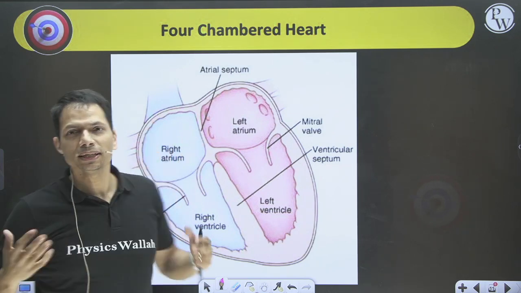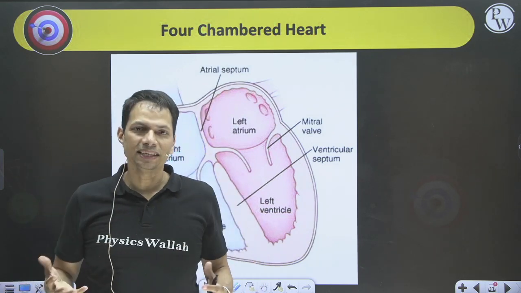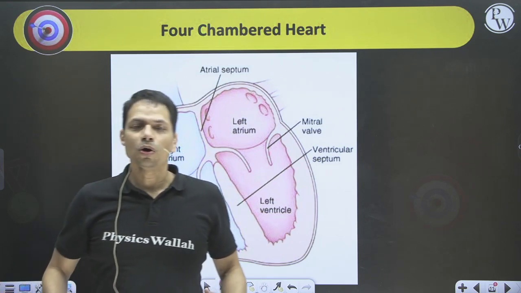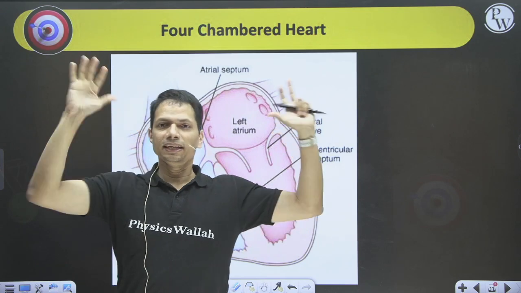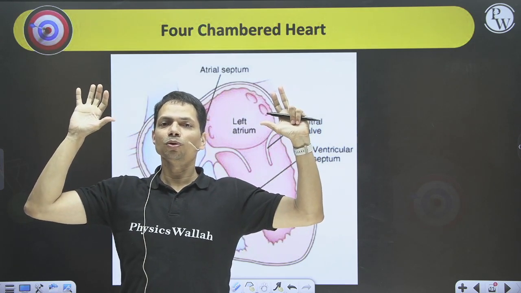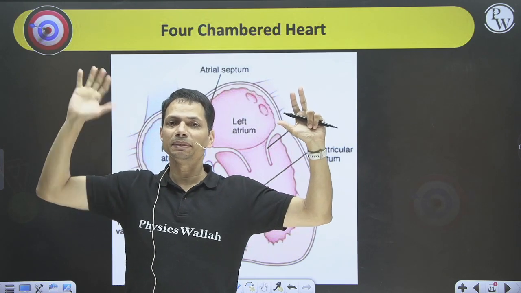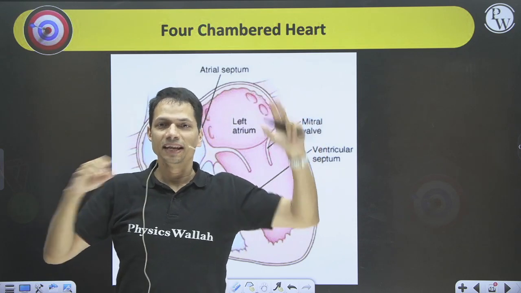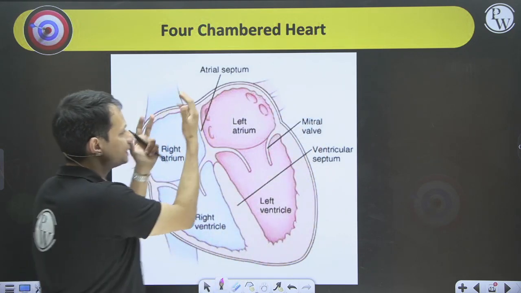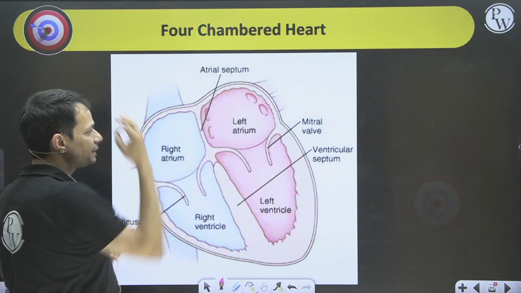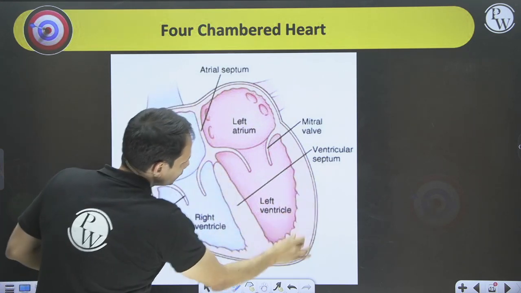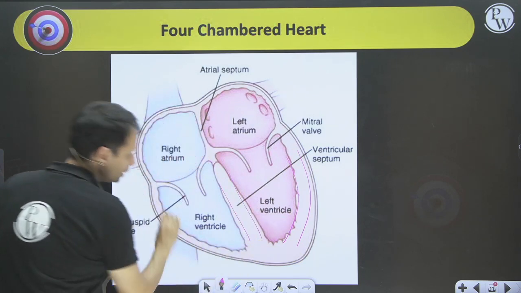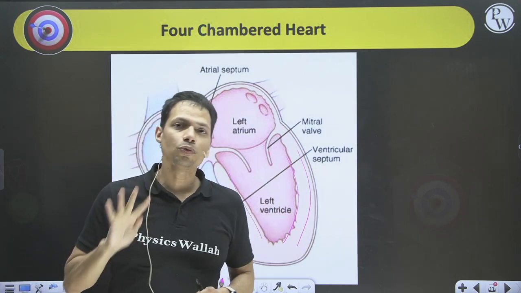Whenever you see any anatomical picture in biology, always think of a patient lying like that, and you're looking from the top. Think of a patient lying on the floor and you're looking from the top. So this becomes my right side, this becomes my left side. The upper thin wall is called the atrium, and the lower thick wall is called the ventricle. So basically there are four chambers.